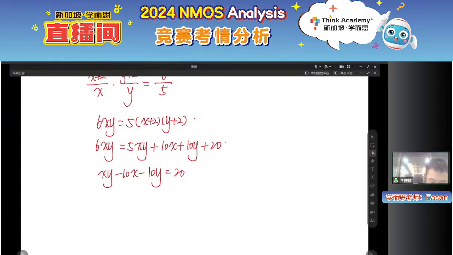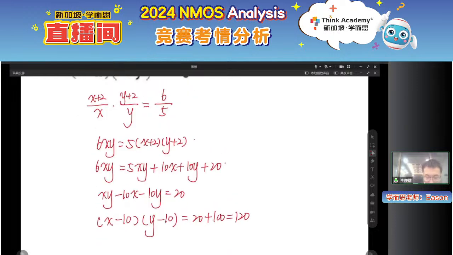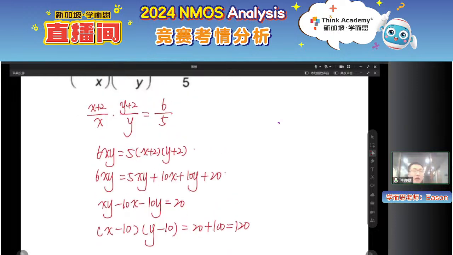For the left side, we have xy and some x and some y, so we can always make it into a product of x minus 10 and y minus 10. Then we add 100 to the left side, so also add 100 to the right side, becoming 120. So now the product of x minus 10 and y minus 10 becomes 120. Then we want to make the smallest possible x times y. So the constant sum, but it's not a constant sum actually, right?